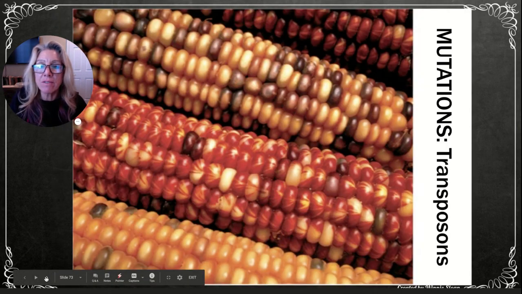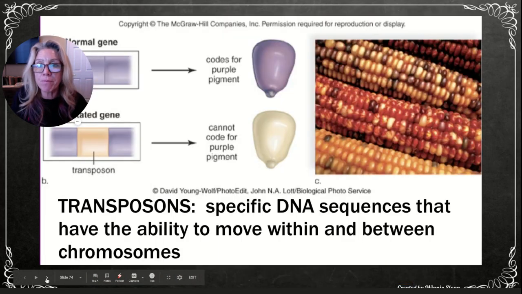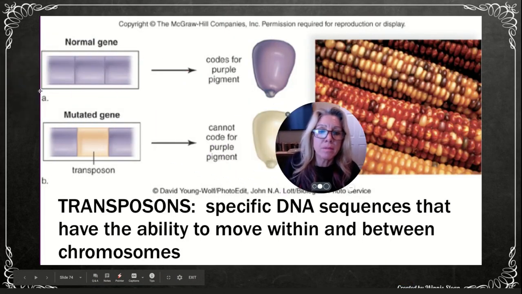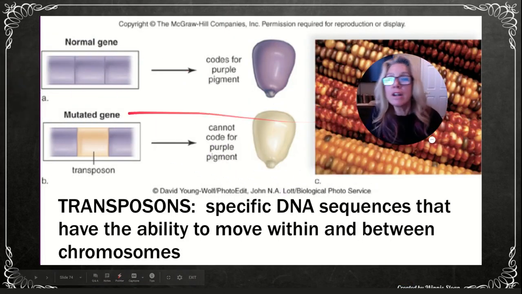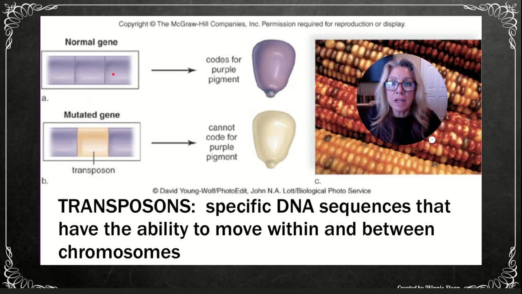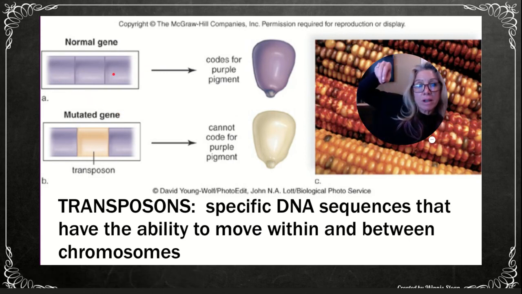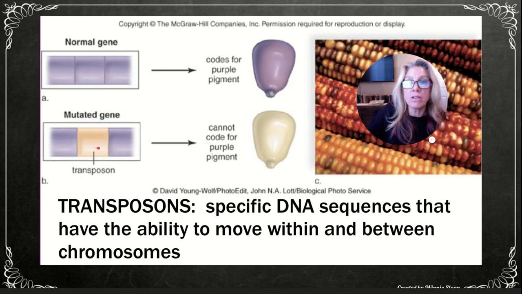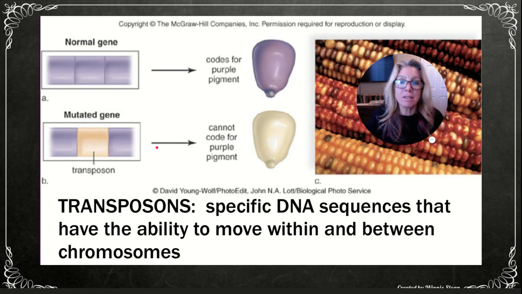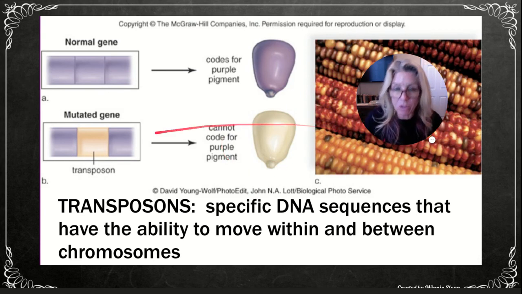Okay, evidence of transposons is Indian corn, and this is why. Let me show you. Here's your normal gene. But if some DNA jumps out of one location and literally excises itself and inserts somewhere else, it can insert itself in the middle of this gene and mutate it, and now it doesn't have the right series of bases to code for the purple color. So that is just one piece of evidence for transposons.